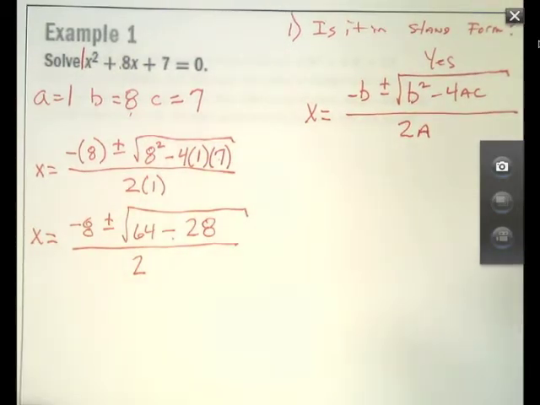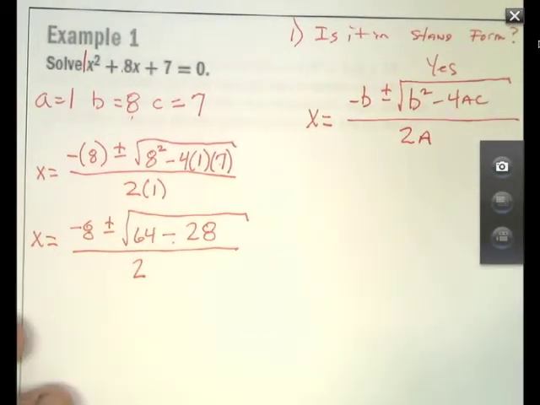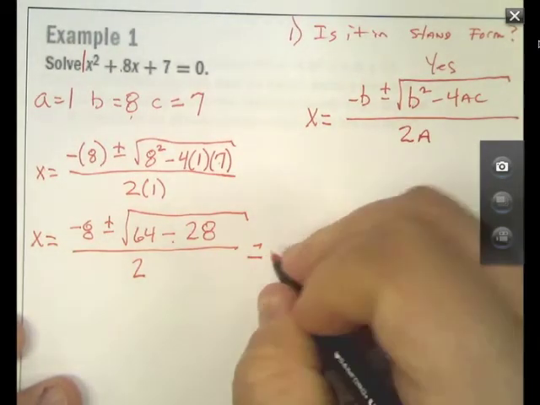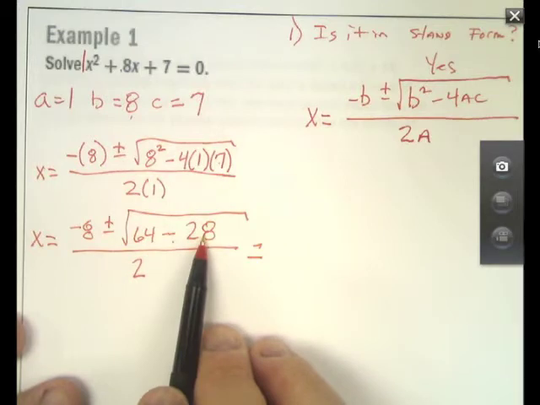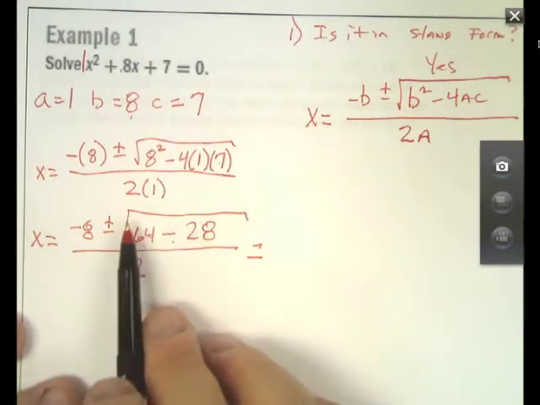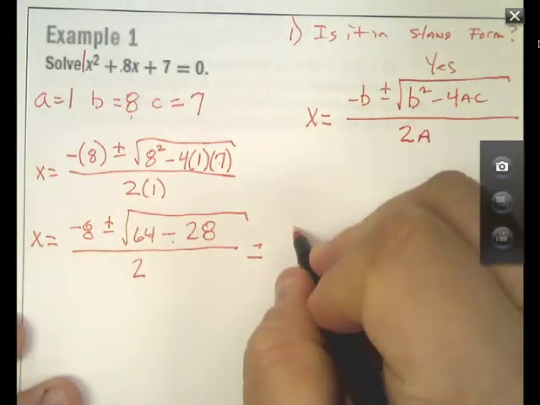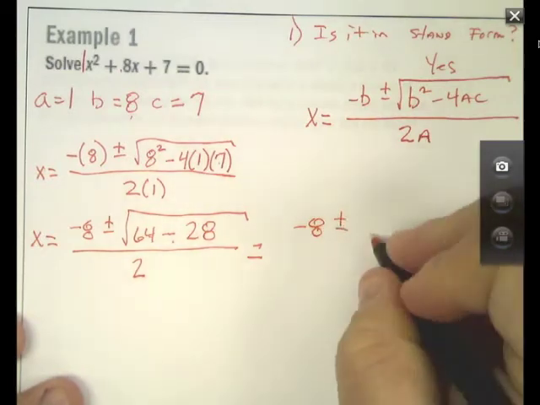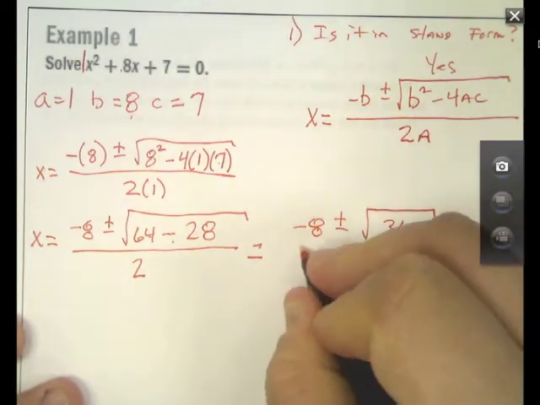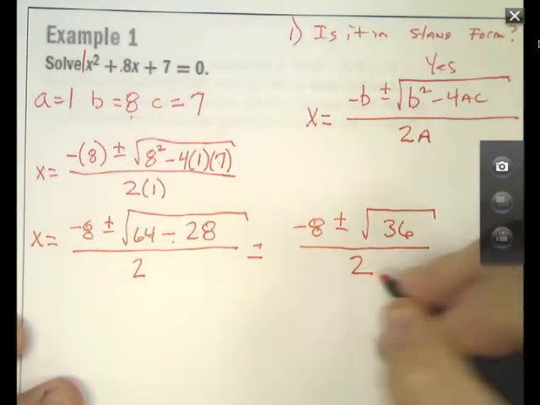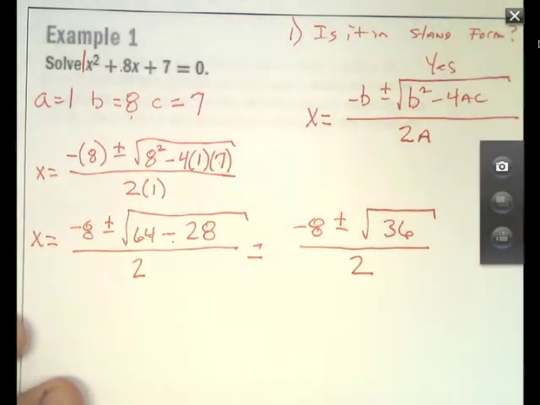Now this looks like it's going to be an easy one. We don't actually need our calculators to do any math or find a square root. So we're going to say equals, everybody should know 64 minus 28. I'm still doing the math underneath the radical sign. 64 minus 28 is 36.